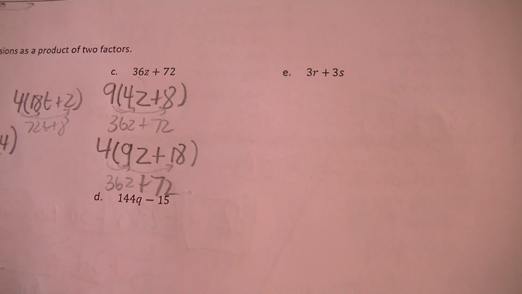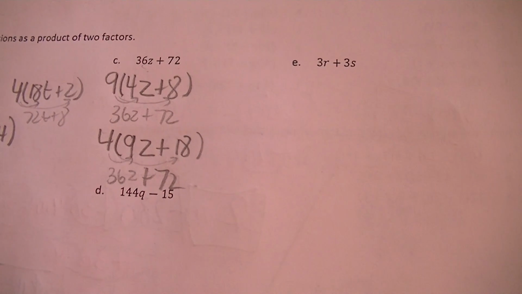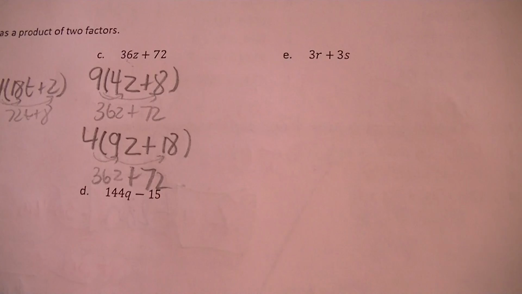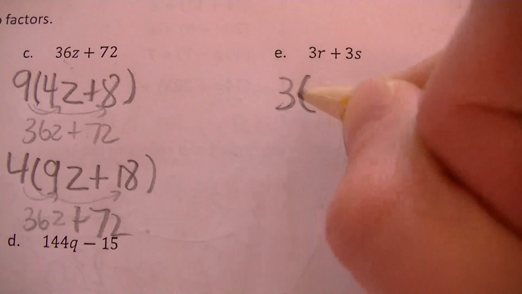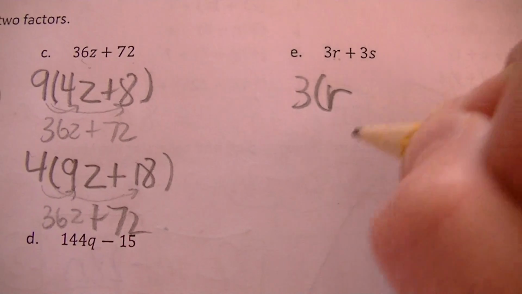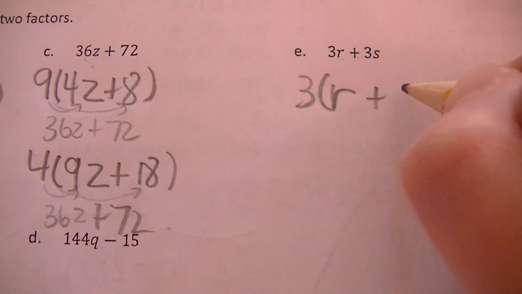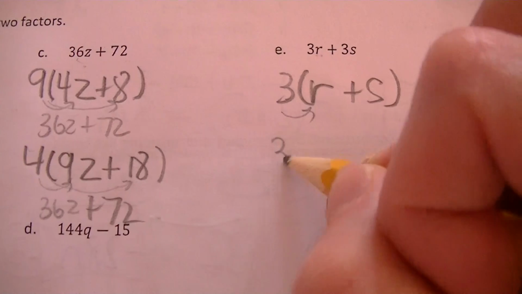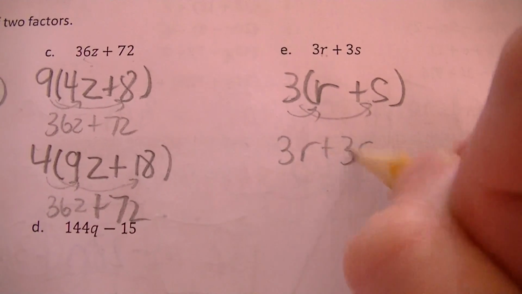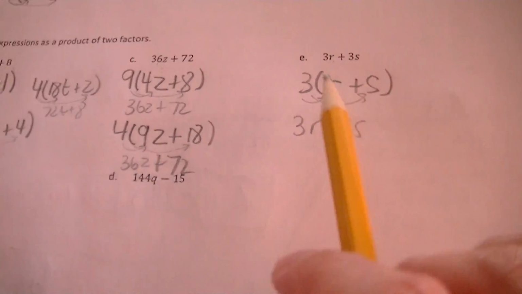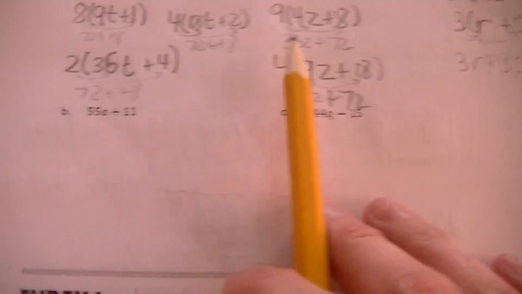Think of a number that goes into 3 and 3. The one that comes to mind is 3. So 3 times what number is 3r? It's r. 3 times what number is 3s? It's s. So let's try it. 3r plus 3s. Yep, that works. And that's not a whole number. I think that we can factor out.